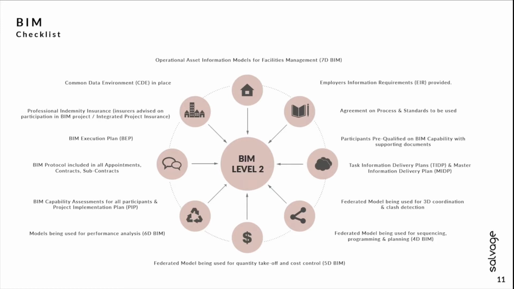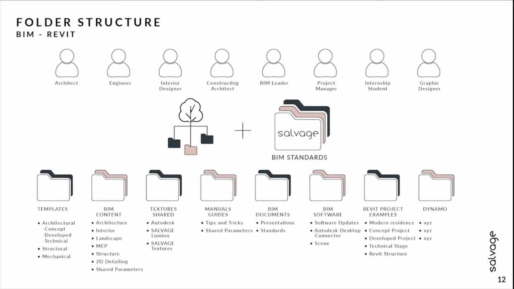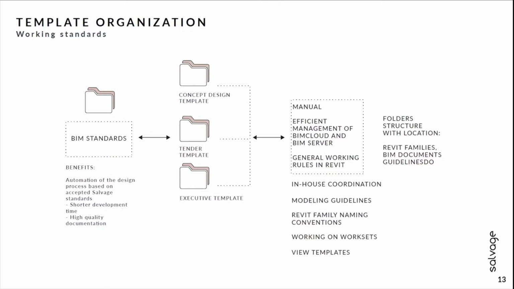Checklist. For each project, we have a checklist which is appropriate for the identified BIM level and including the elements to achieve the BIM goals defined in the documents. And the folder structure in our office, very important, is the internal structure and nomenclature. The major popular locations for each BIM specialist are BIM templates, component labels, textures, manual guidelines, BIM documents defining BIM standards, or Dynamo scripts automating our work.